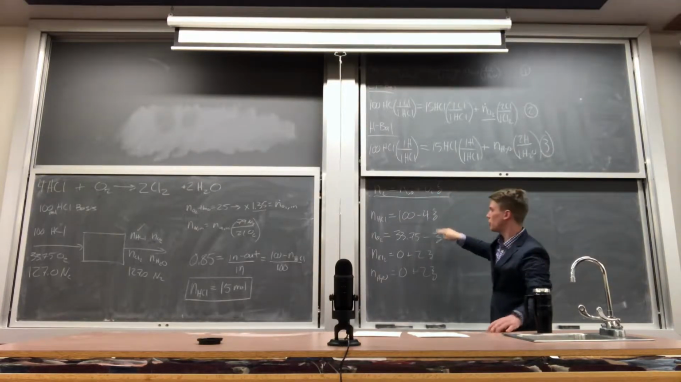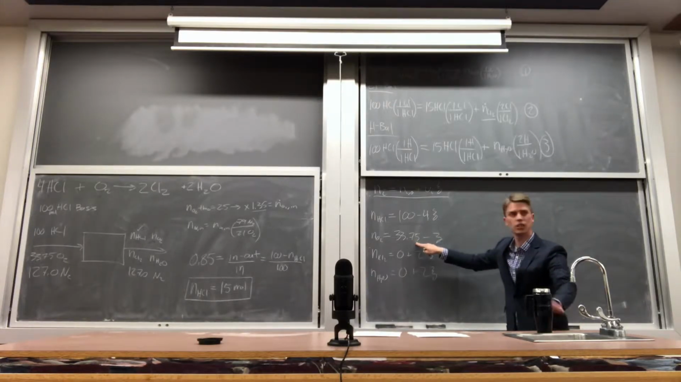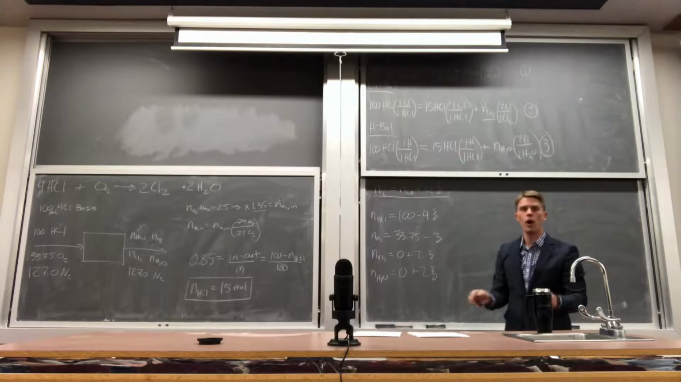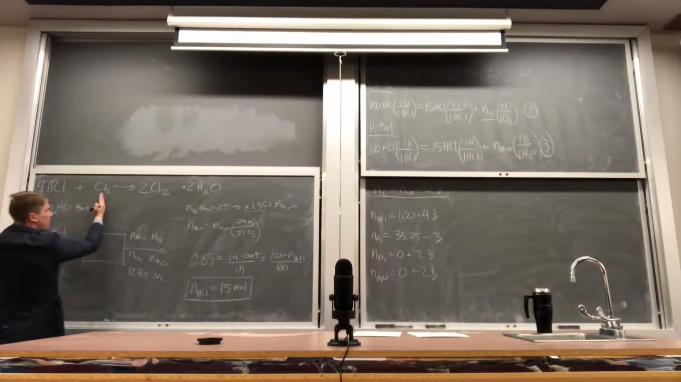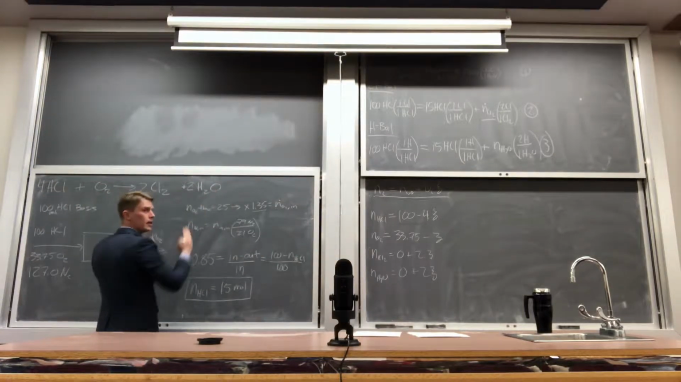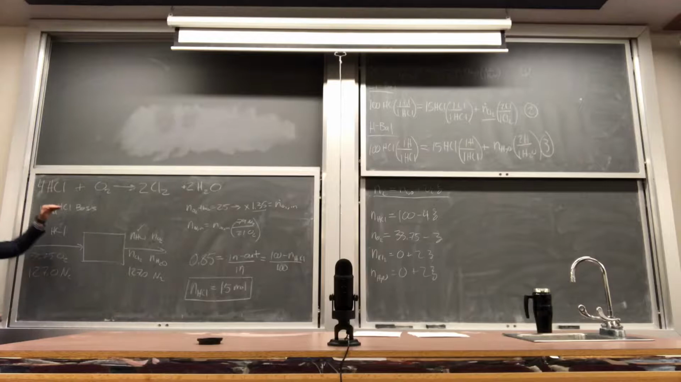Everyone good on that one? So let's do this one here. Oxygen, we're feeding 33.75. That is the initial or the feed amount. And for every one extent, the extent basically tells us how much of this goes to here. So every time this happens once, it takes up 4 HCl's and 1 O2.